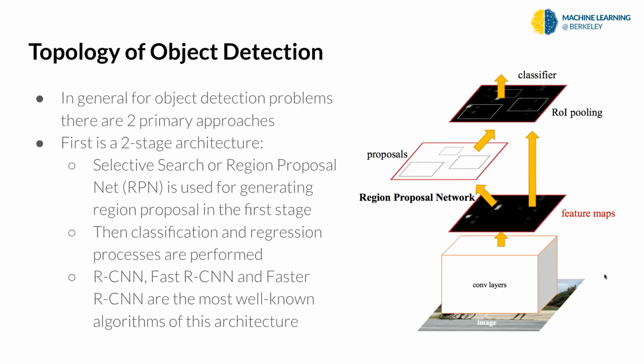Topology of object detection. We're going to go over this a little fast, but we talked about this a little bit before. On the right is the RCNN that was introduced in the object detection lecture. And in general, for object detection problems, there are two primary approaches. One is generating a region proposal by using either selective search or an RPN, and then classification and regression processes are performed. So once you have these regions that you've proposed as to maybe what's important, RCNN, fast RCNN, faster RCNN are used as ways to try and get classification by way of object detection.